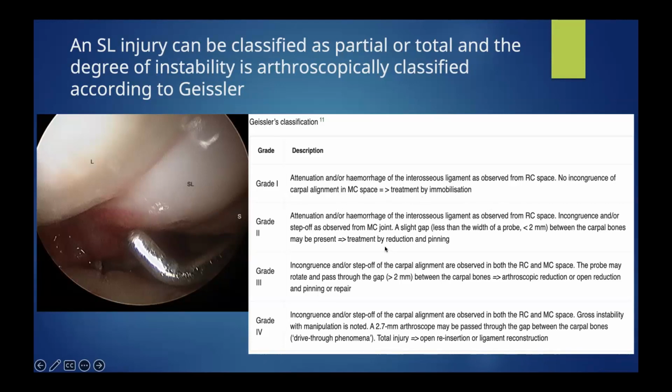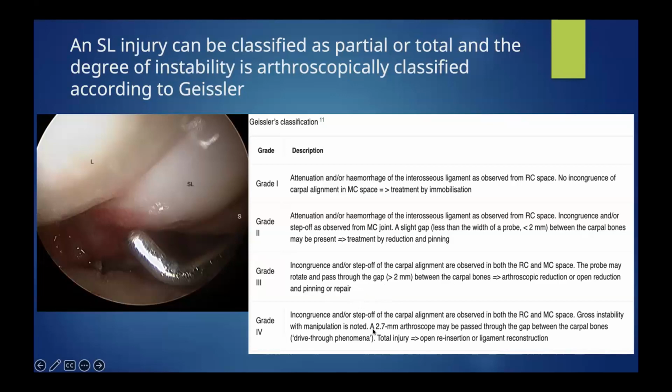And grade 2 is along with this hemorrhage, there is incongruence or step off as observed from the midcarpal space, and the step off is not much wide; it's less than 2 mm. It is grade 2. So these are treated by reduction and pinning. And if it is more than 2 mm, it is grade 3, and we use an arthroscopic reduction with pinning or repair of the ligament.